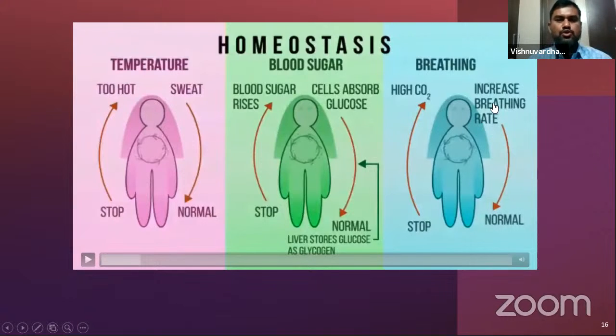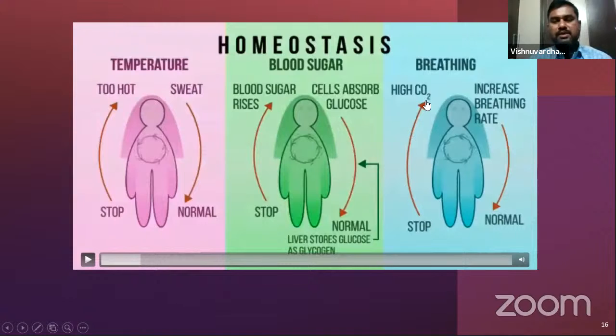Okay, this is homeostasis. When temperature rises, sweat glands will be activated. When normal stage attained, sweat glands will be suppressed. When blood sugar increases, insulin will be produced. When normal stage attained, insulin production will be stopped.